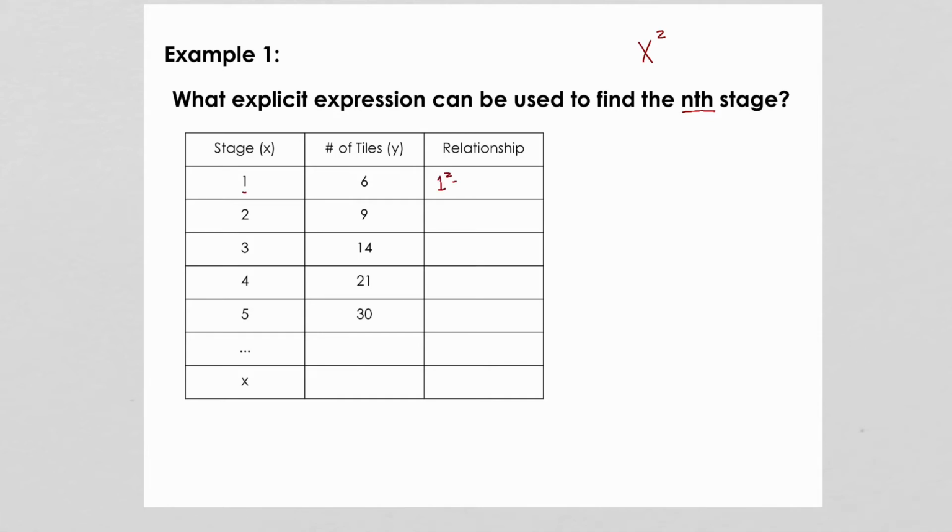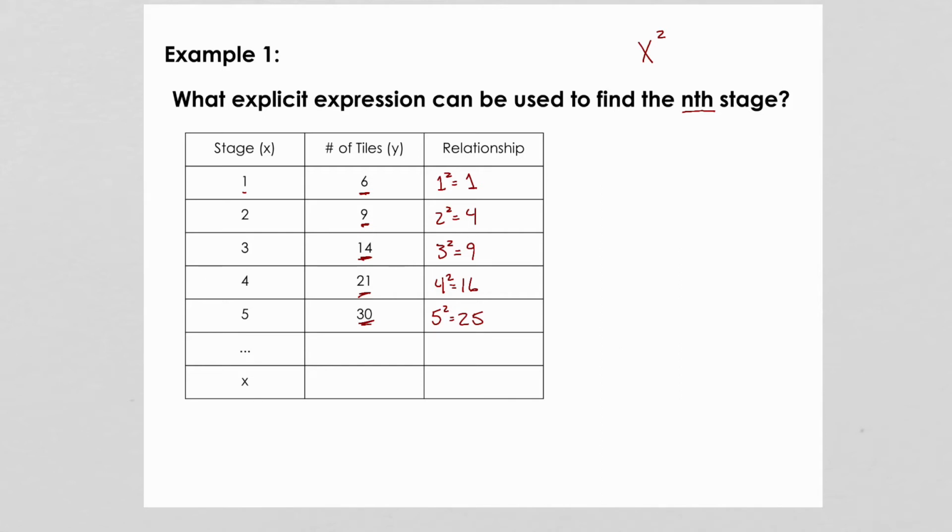I have 1 squared, of course, which is 1. I have 2 squared, which is 4. 3 squared, which is 9. 4 squared, which is 16. And then 5 squared, which is 25. So what I have to figure out is, how do I get from this squared term to the y term? How do I get from 1 to 6? How do I get from 4 to 9? How do I get from 9 to 14? You see what I'm getting at?